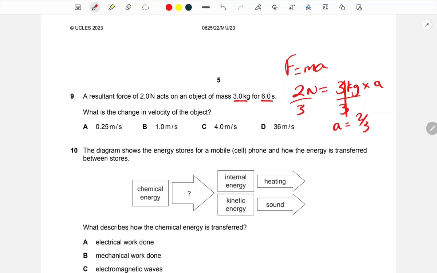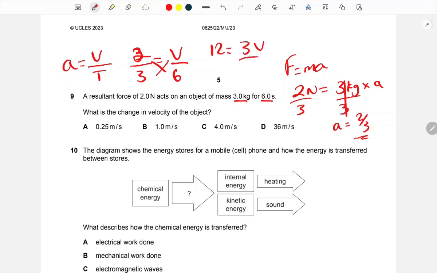And now, since we have acceleration, the other formula is that the acceleration is v over t. We're given the time, which is 6 seconds, and acceleration we have 2 over 3. So we can do 2 over 3 is equal to the speed over the time, which is 6. We can do cross multiplication, and that would be 12 is equal to 3v. Divide both sides by 3, and then our speed should be equal to 4 meters per second, which is C.